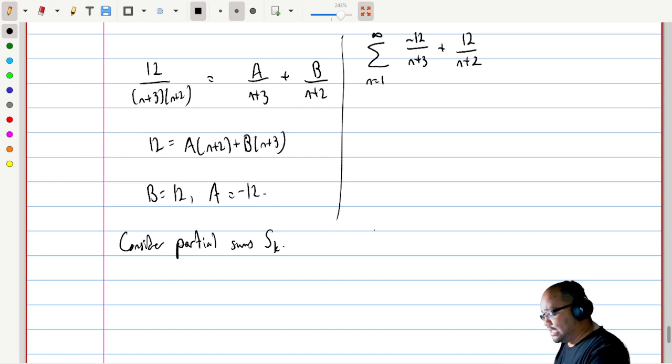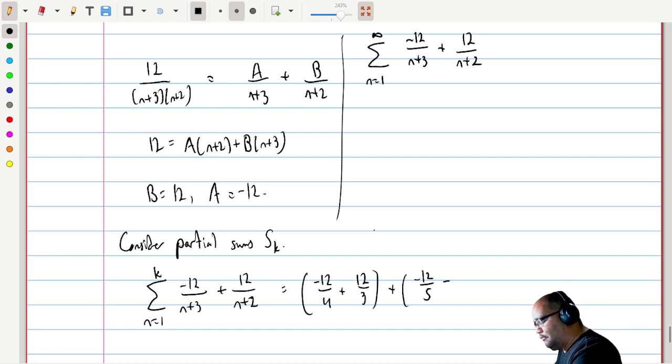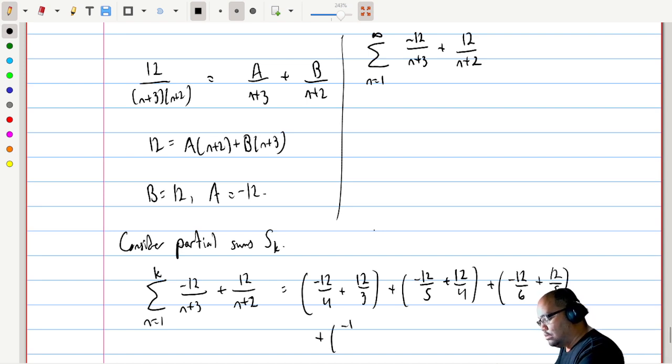So consider partial sums s_k again. You'll probably see the patterns emerge again. For n equals 1, we get minus 12 over 4 plus 12 over 3, minus 12 over 5 plus 12 over 4, minus 12 over 6 plus 12 over 5. Once you do some exploration, you'll see those patterns.